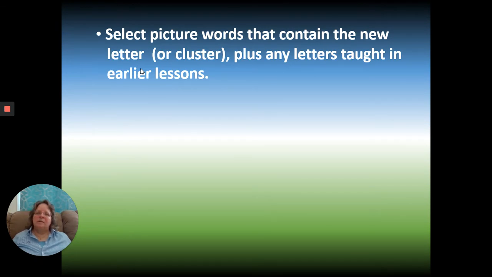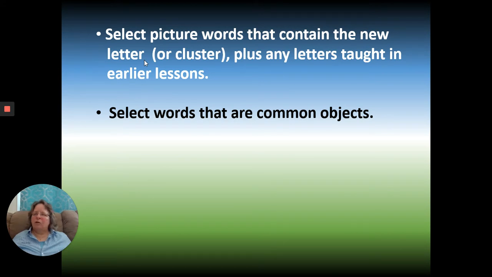So you want to select picture words that contain the new letter or cluster, plus any letters taught in earlier lessons. Now, keeping in mind lesson 1, everything will be new, and we're going to limit ourselves to those first 5 top letters. But then in subsequent lessons, you're going to have 1 or 2 new letters or clusters. And so you want your picture words to include that letter plus any of the old letters that have come before. You want to select words that are common objects, things that are in their everyday life, not some esoteric word that may somehow be in the language.